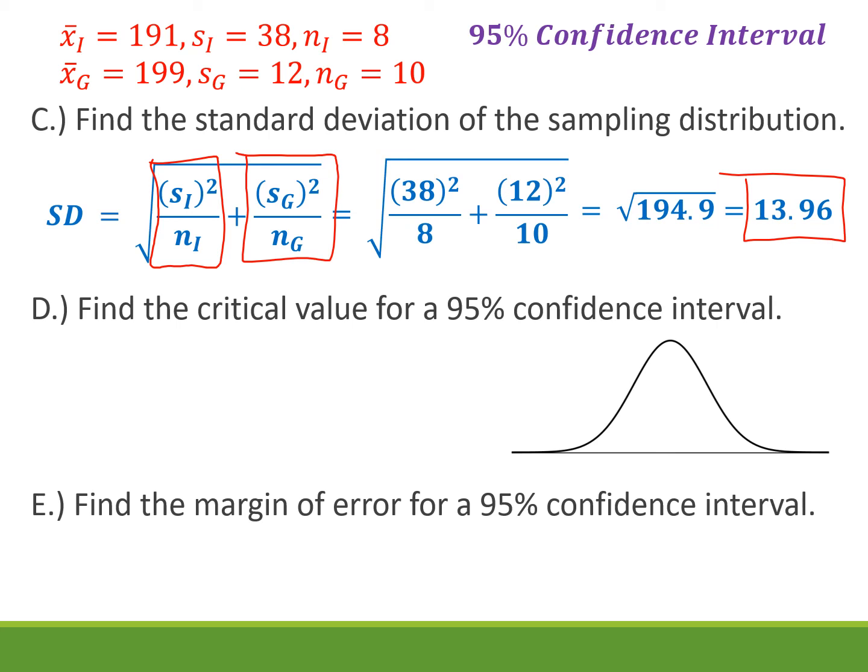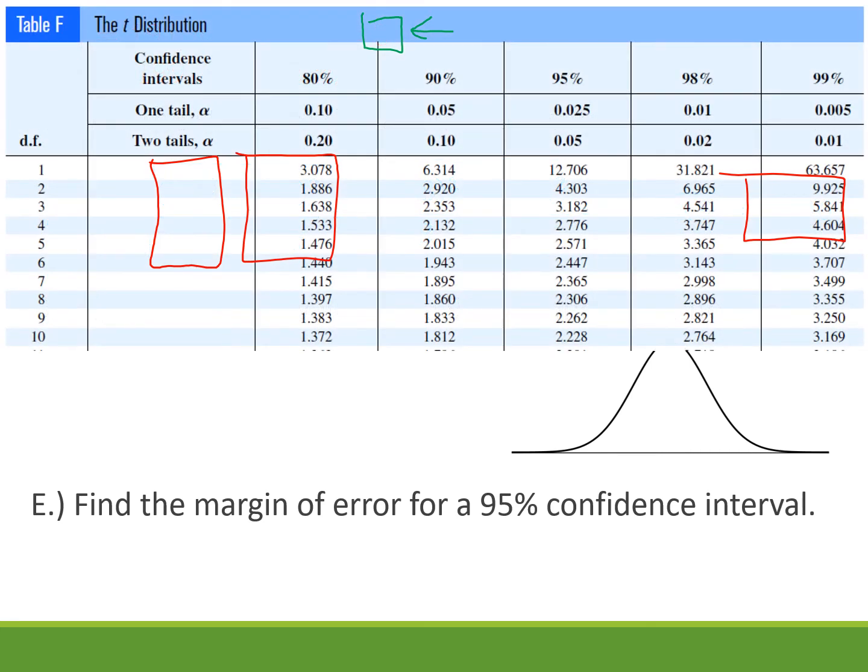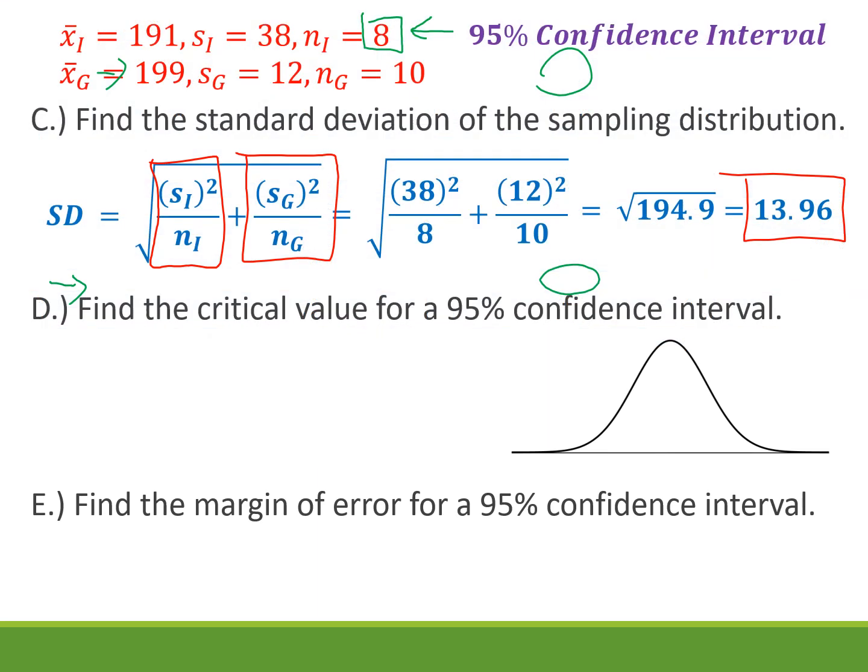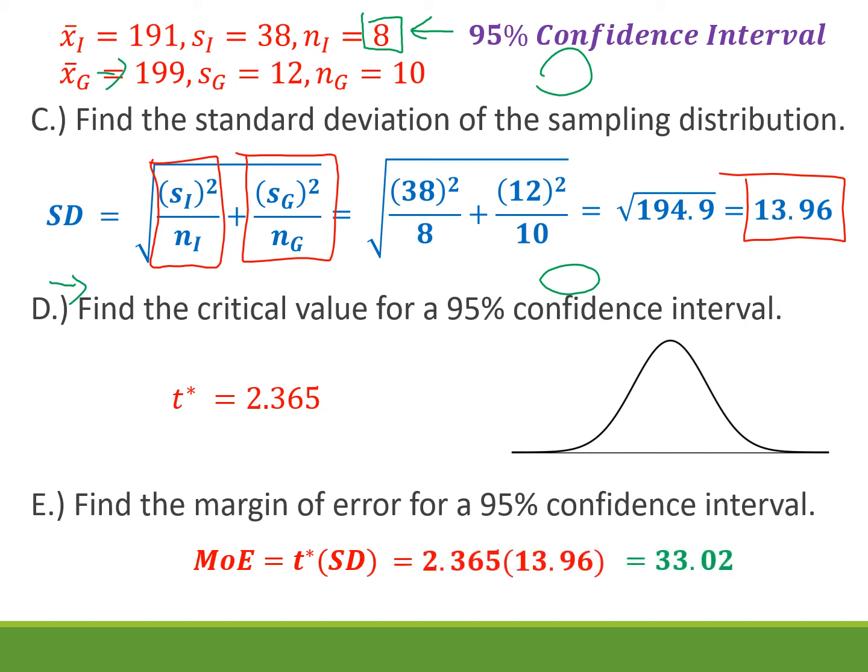Part D, find the critical value. Again, we have 2 samples up here. We're going to pick the smaller one if they're not the same and use that to find degrees of freedom. So we're on 7 degrees of freedom. Confidence interval is 95%. And we get our critical t-score of 2.365. Part E, find the margin of error. This is just that t-score times the standard deviation. 2.365 times 13.96 gives us a margin of error of 33.02.